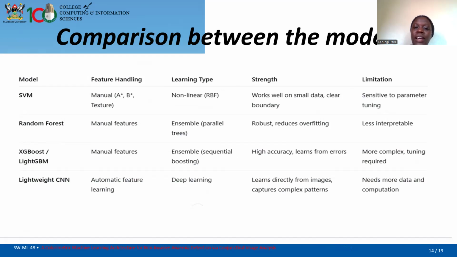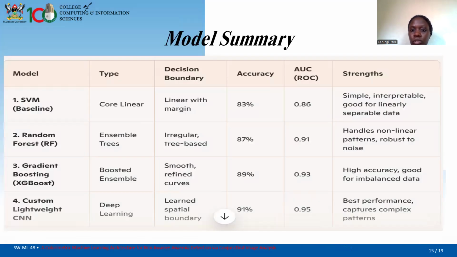Then the other three work well on small data, with clear boundaries, reduced overfitting, and high accuracy. Then for limitations, SVM is sensitive to parameter tuning. Random forest is less interpretable. Gradient boosting is more complex. Lightweight needs more data and computation.